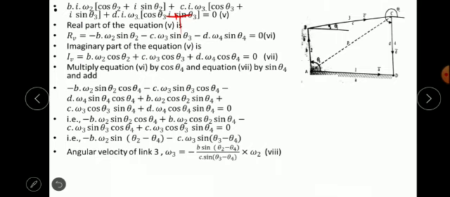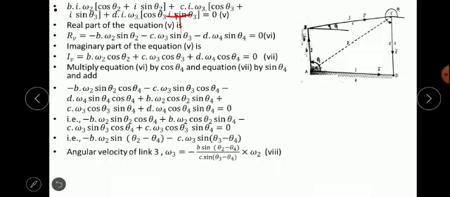i square is equal to minus 1. Therefore, the real part is: minus b omega 2 sin theta 2 minus c omega 3 sin theta 3 minus d omega 4 sin theta 4 is equal to 0. The imaginary part of equation 5 is: b omega 2 cos theta 2 plus c omega 3 cos theta 3 plus d omega 4 cos theta 4 is equal to 0.